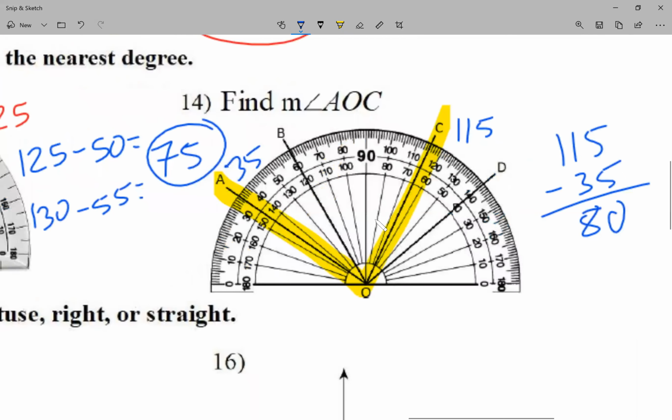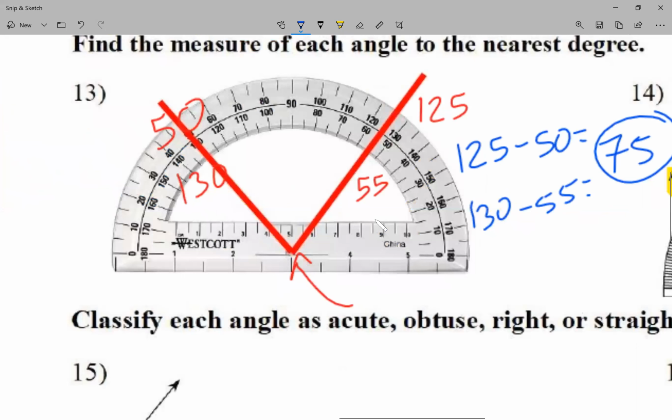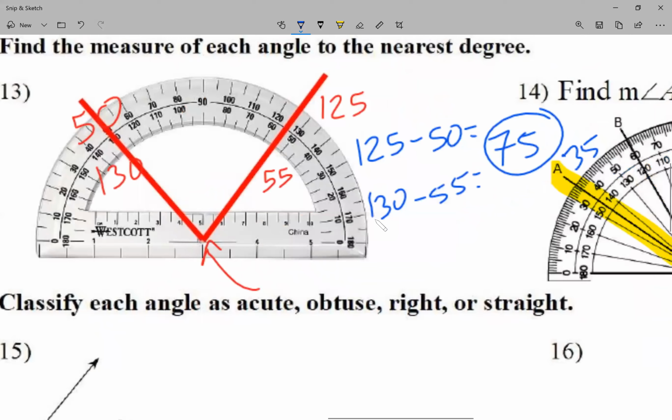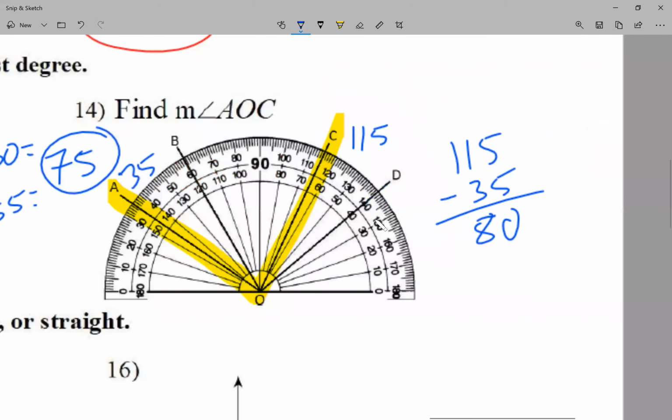Some of your questions, you're going to see a protractor like this on number 13. I give you the angle, and you guys can use it. In some other cases, I'm going to ask you by the name of the angle. Here it says measurement of angle AOC, so you have to know which two sides I'm using.